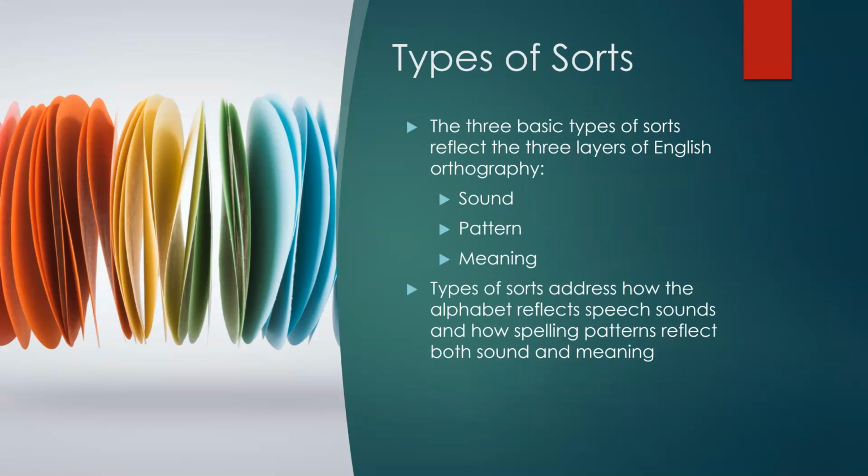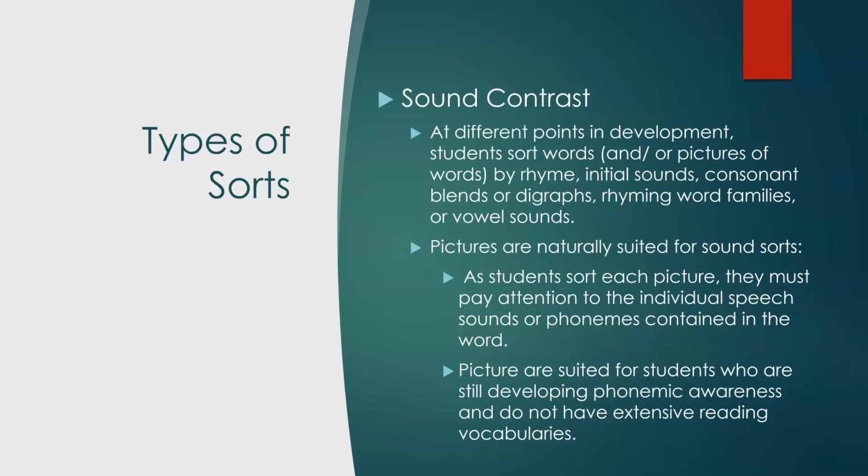The types of sorts that kids do, as I alluded to before, are sound, pattern, and meaning. The types of sorts will address how the alphabet reflects speech sounds and how spelling patterns reflect both sound and meaning. So let's take these apart a little bit. Let's look at sound contrast. If we're sorting by sound, at different points in development, students are going to be able to sort words or pictures by rhyme, so we think about our onset and our rime, by initial sounds, by consonant blends or digraphs, by rhyming word families or vowel sounds.